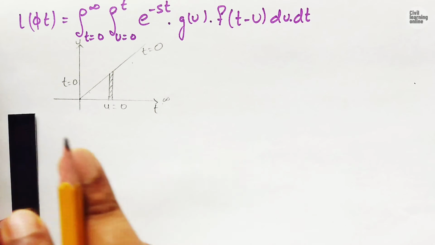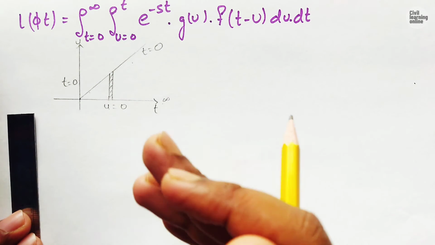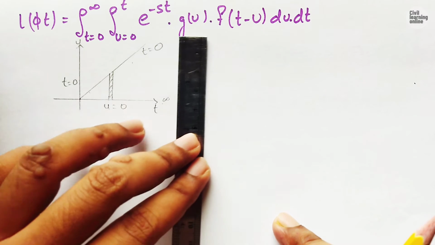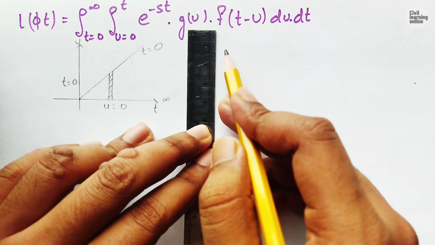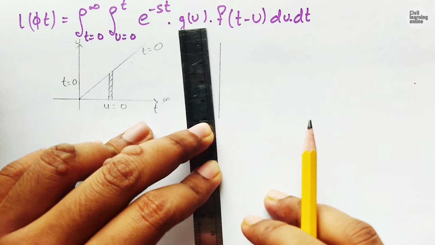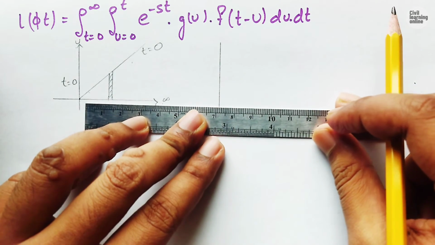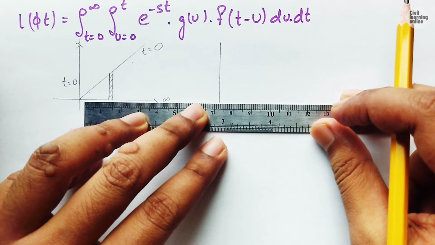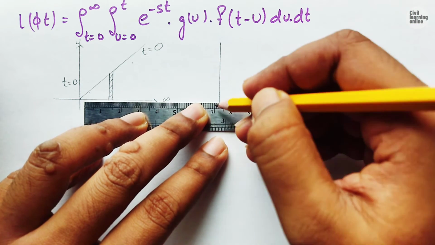Now what we need to do is we have to change its order. We have to change the order of limit. So how we are going to do this? See here, we have to draw one more graph, and we need to do this because we are going to change the order of integration. This is as per the convolution theorem. So let's change the order now.